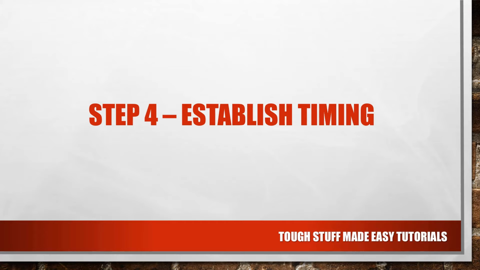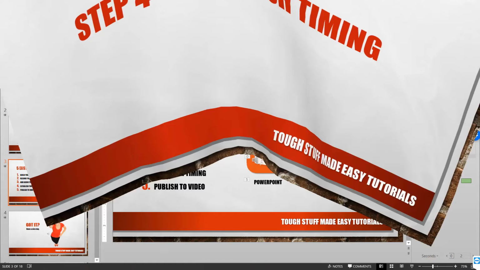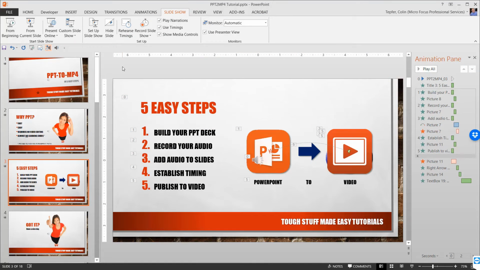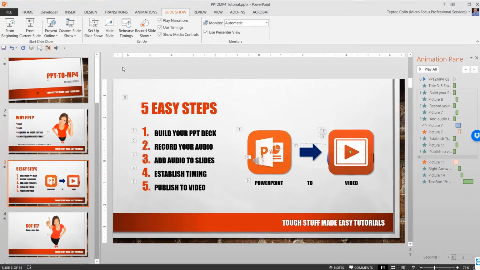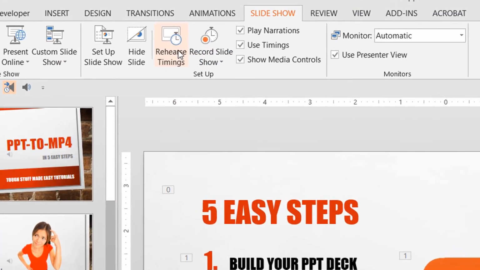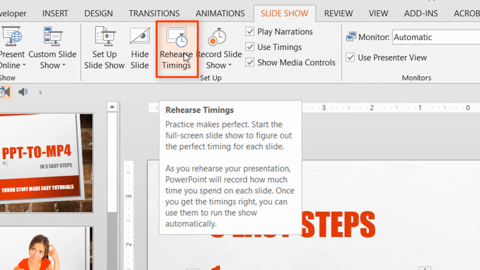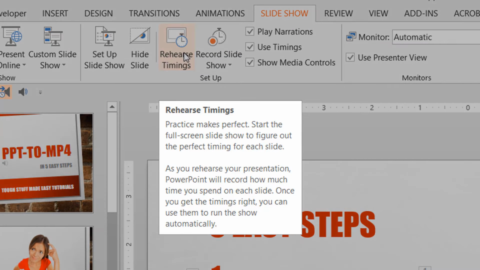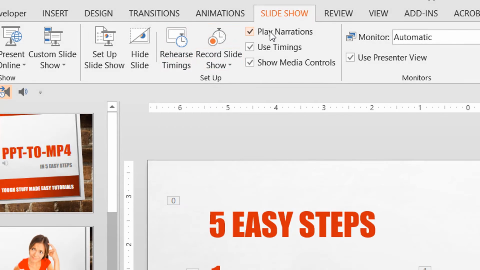Step 4, and the real magic of this process, establishing the timing for your video. Now, whether you're a seasoned video producer or a relative novice, PowerPoint makes it ridiculously easy to synchronize the audio and visual elements of your presentation through the use of a relatively little used feature called Rehearse Timings. Using this feature, you can record and synchronize the exact timing of each slide, transition, and animation precisely to your audio narration, simply by clicking your mouse.